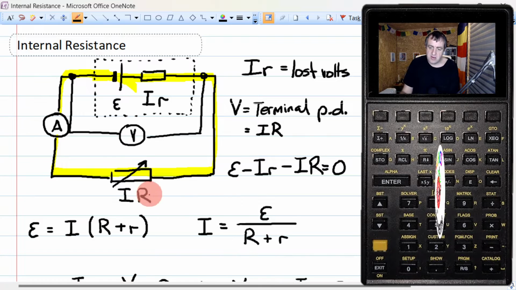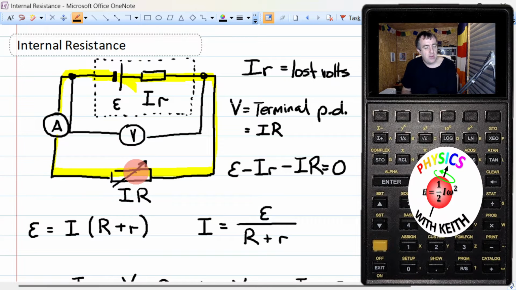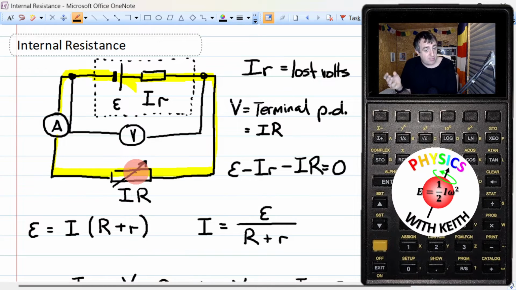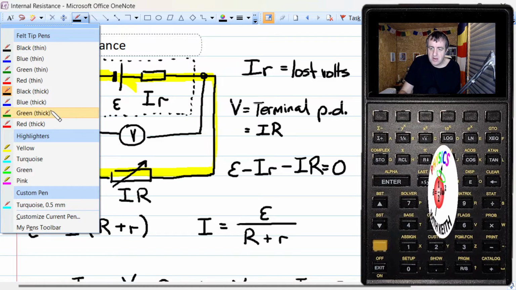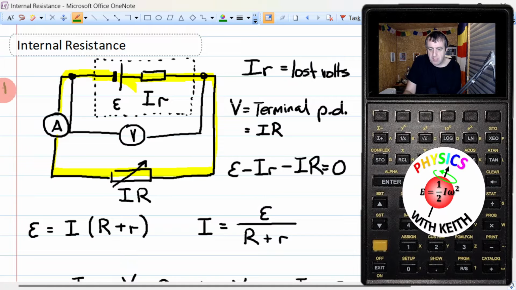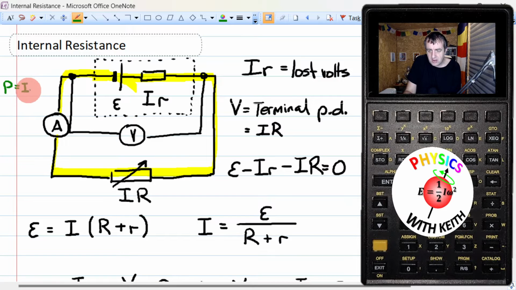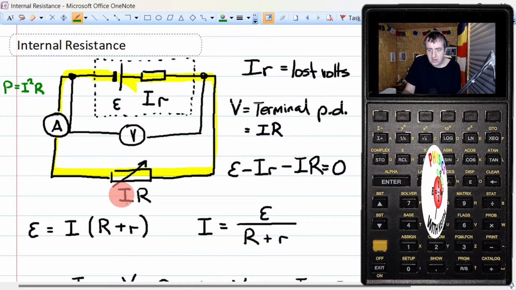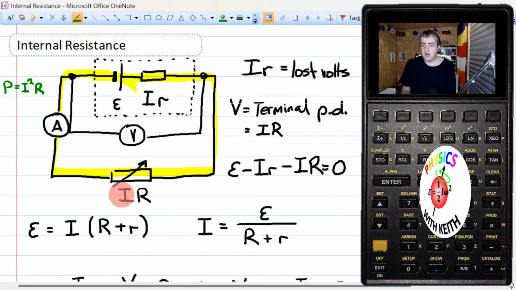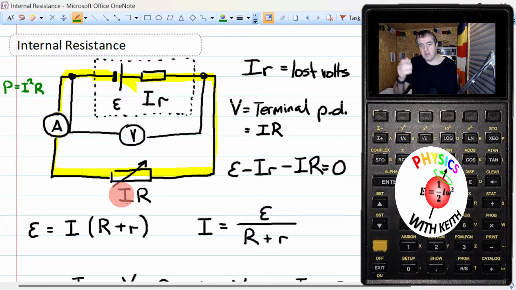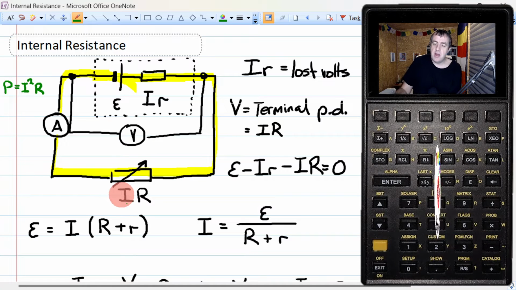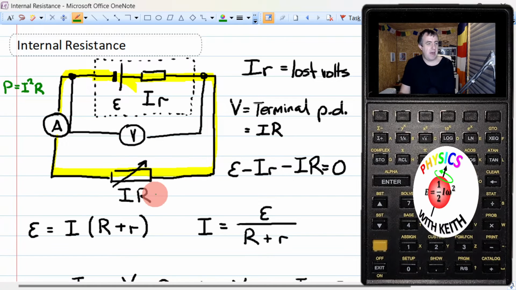If I make this resistance as small as possible, that means it's going to be as high a current as possible. High current means I get more power delivered. That makes sense because power is equal to I squared R. So resistance very small, the current's going to go up, and the current is squared, so that's going to be how we get maximum power.